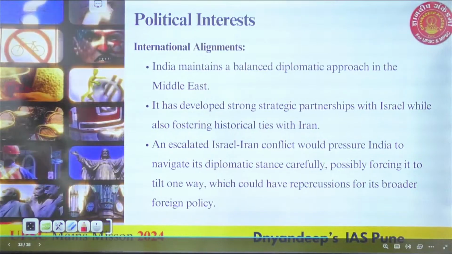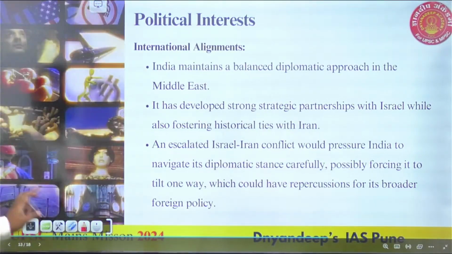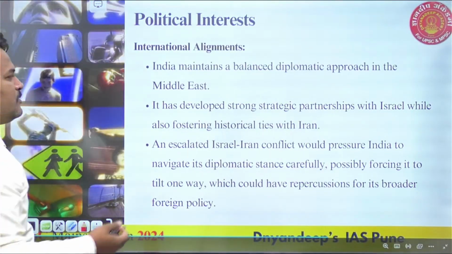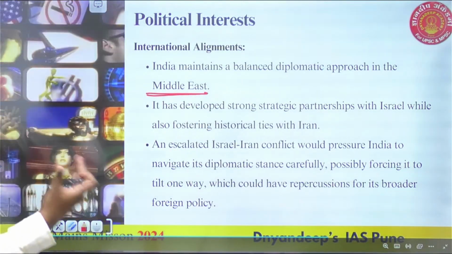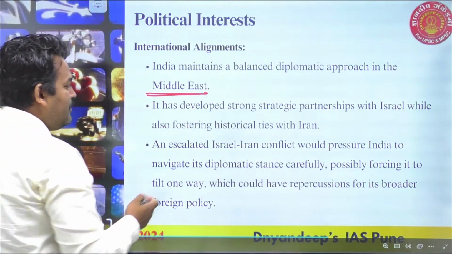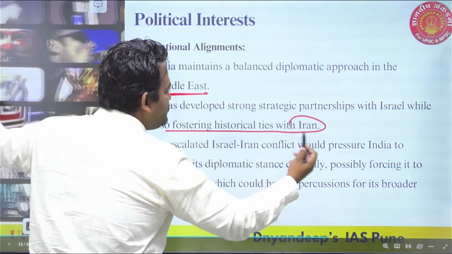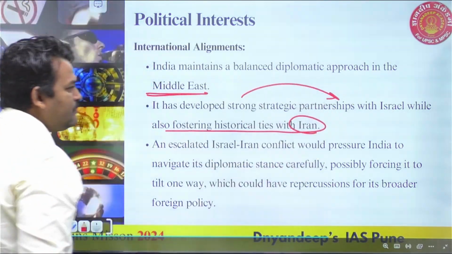After that, political interest, international alignment. India maintains a balanced diplomatic approach in the Middle East. Okay, it has developed a strong strategic partnership with Israel while also fostering historical ties with Iran. We do have a strategic partnership with Israel.